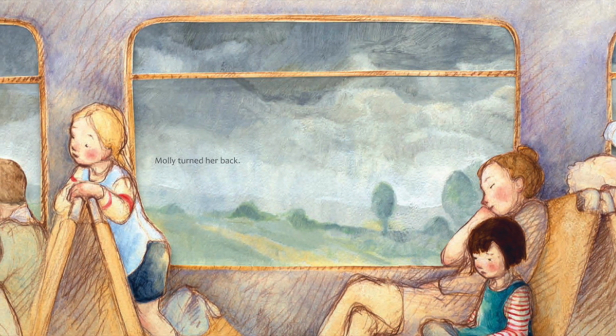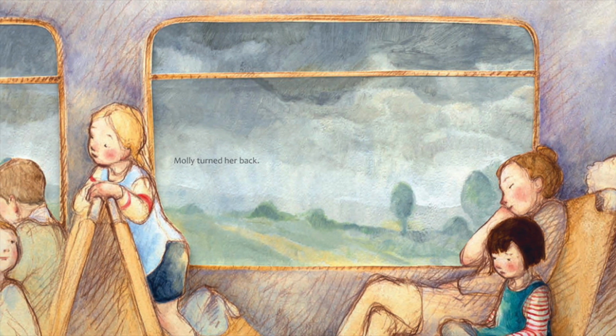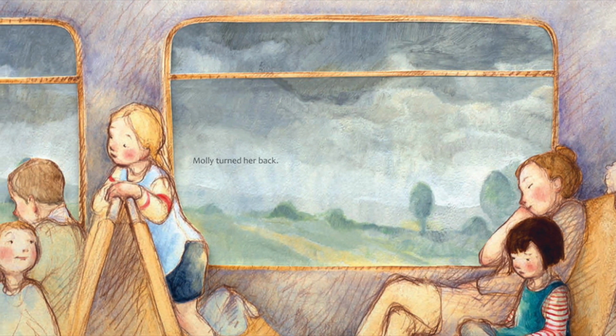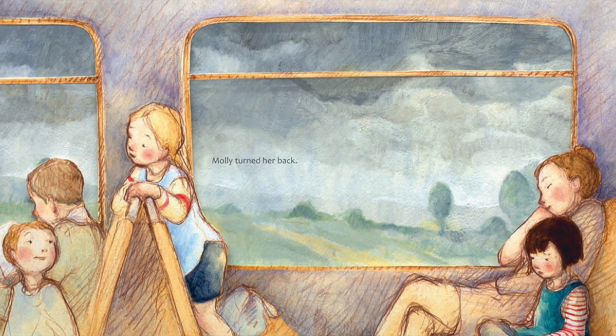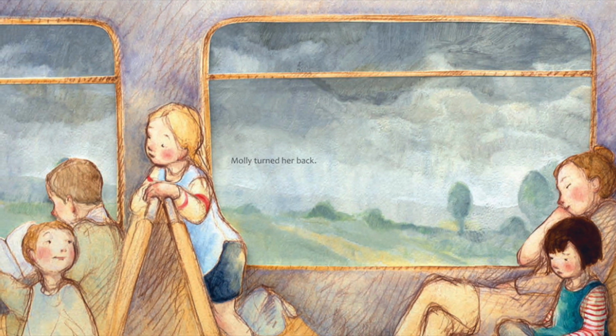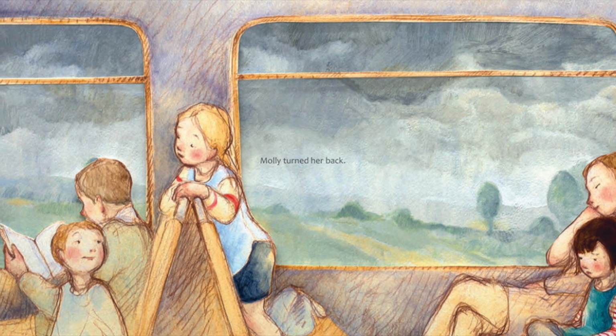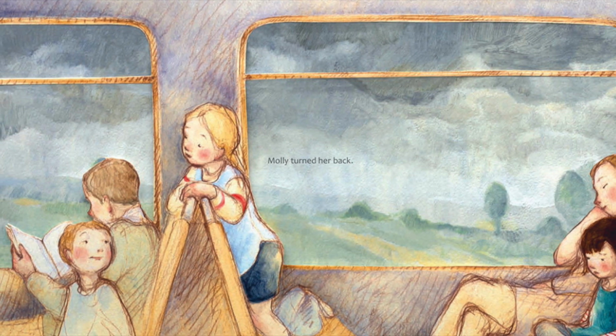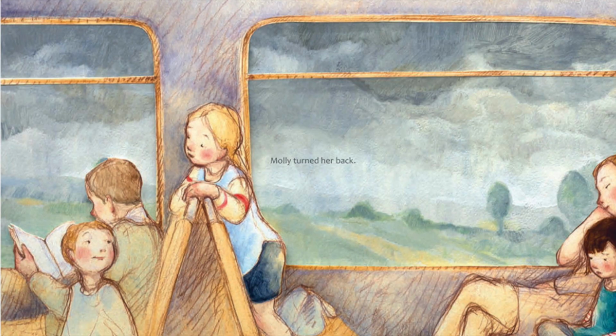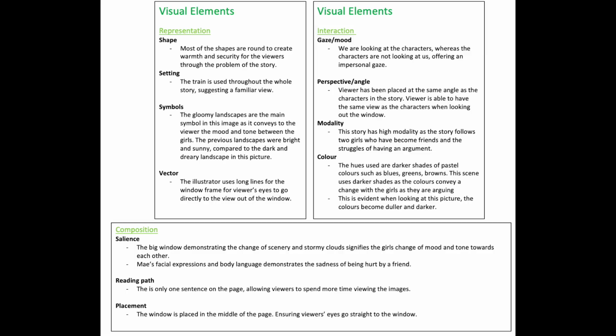The previous landscapes were bright and sunny compared to the dark and dreary landscapes in this picture. In terms of colour, the hues used are darker shades of pastel colours such as blues, greens and browns. This scene uses darker shades as the colours convey a change with the girls as they are arguing. Further analysis is referred to on this slide.